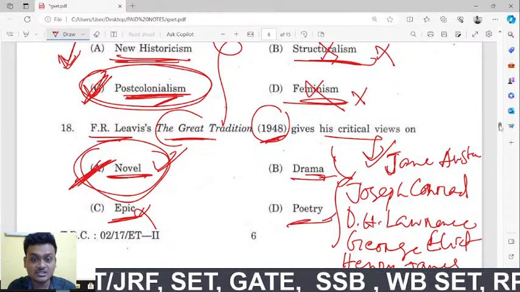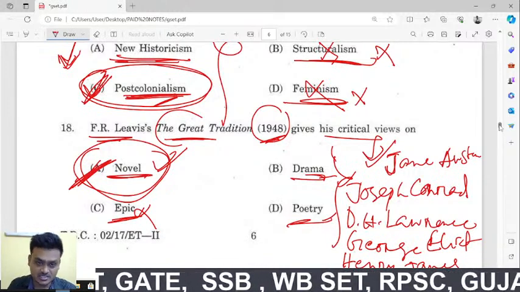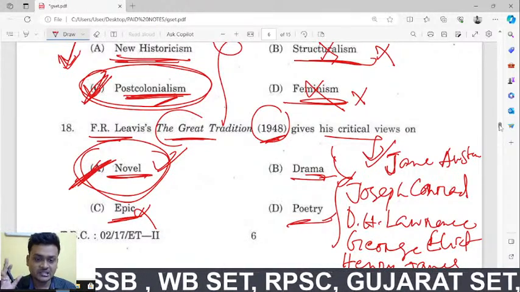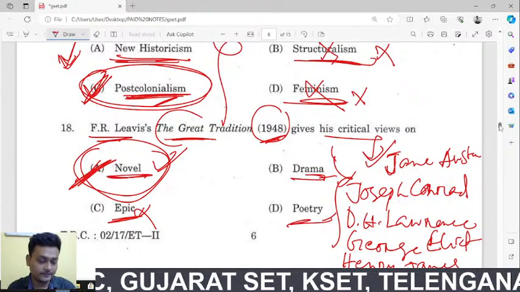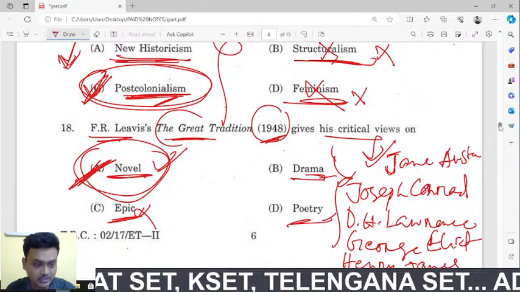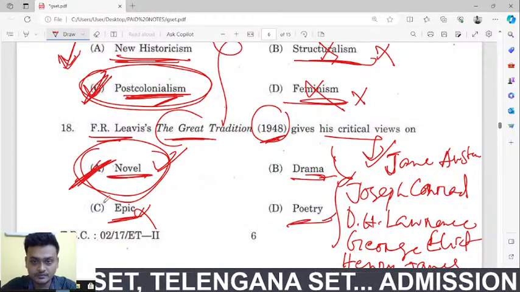He is mentioning these five novelists here: Jane Austen, Joseph Conrad, D.H. Lawrence, George Eliot, Henry James. Write it down. Clear now?